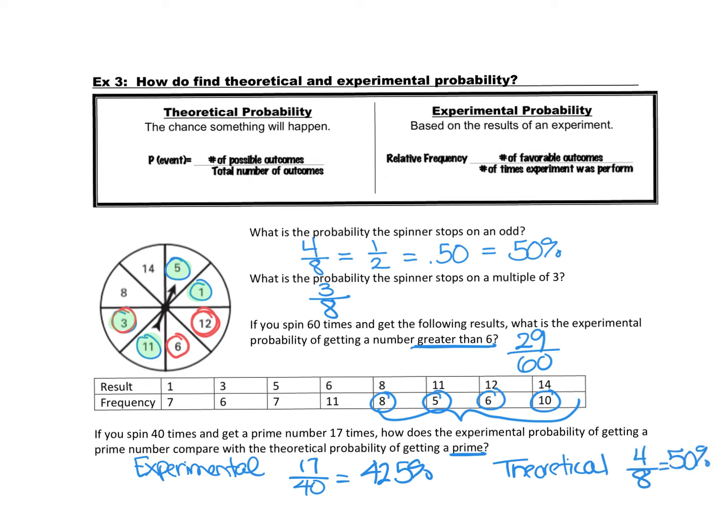Now let's compare these and talk about this. So you would expect to land on a prime number 4 out of 8 times, which is 50% of the time. But when we did the experiment, it didn't exactly get to be 50%. It was 42.5%. And so the experimental and the theoretical probabilities aren't always going to be the same, but they can be pretty close. And especially if you do the experiment over and over and over again, the more times you do that experiment, the closer that experimental probability is going to be to that theoretical probability.